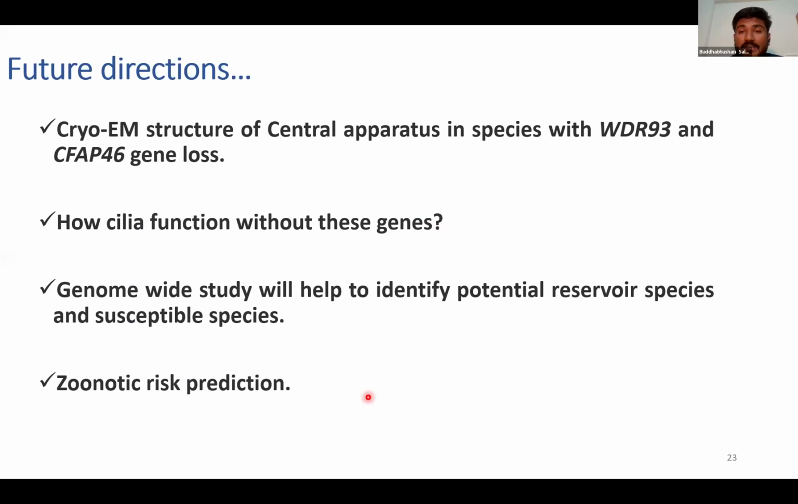These are the future directions. As the previous study showed, it will not form the C1d complex. So a cryo study on these gene loss species can help further strengthen whether there is a C1d complex or not. Then there are multiple tools coming nowadays which analyze cilia function. The species identified by our study can be used as a test set to test whether those tools are detecting or not. It also helps in zoonotic risk prediction.